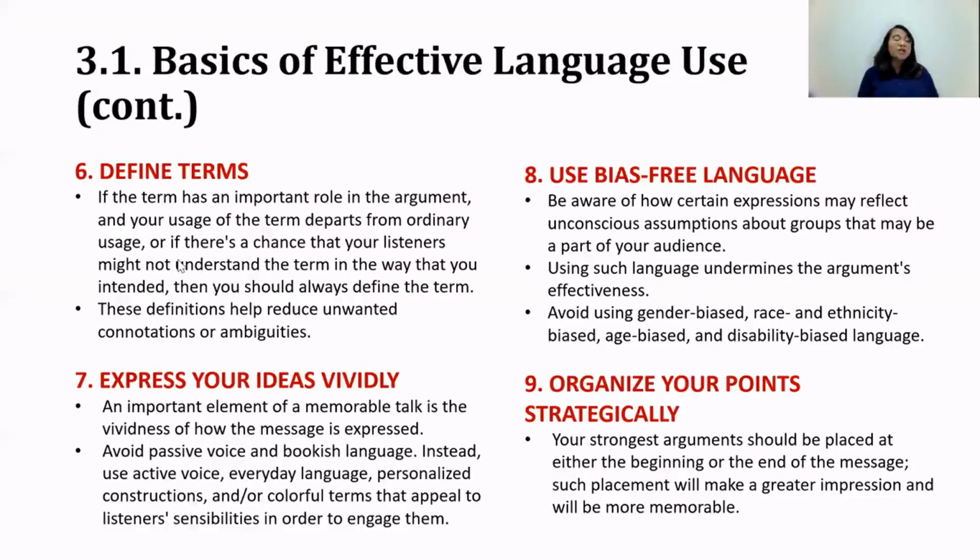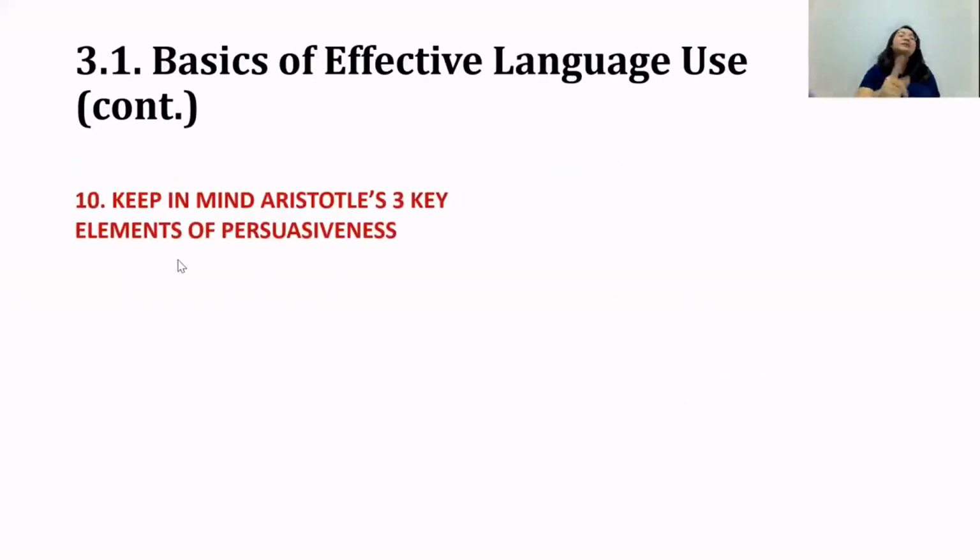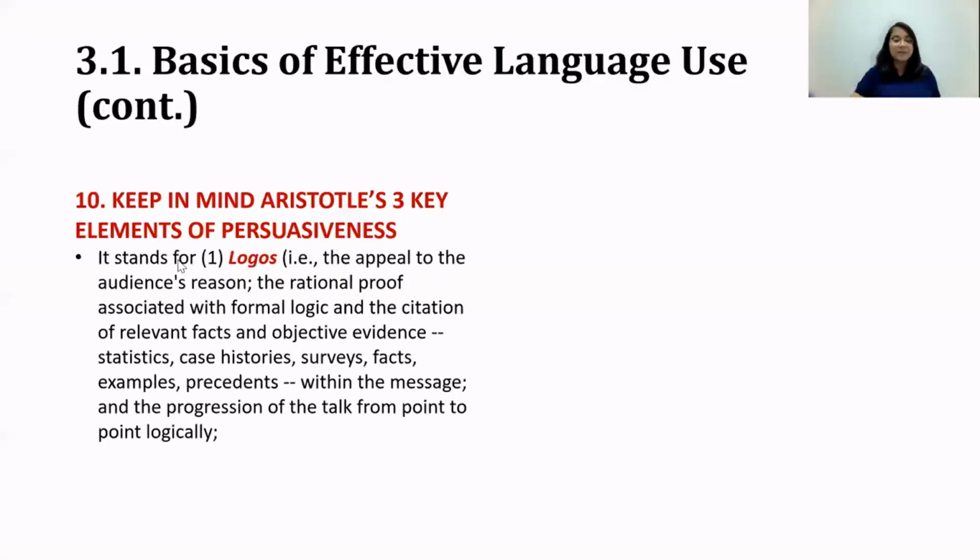Well, previously I mentioned 9. Well, it is 10 basics of effective language use. The 10 is the longest one. Let's see the last basics of effective language use. The last one is this. Keep in mind Aristotle's 3 key elements of persuasiveness. So when we want to provide a persuasive message, when we want to persuade our audience, we can use the techniques from Aristotle's key elements of persuasiveness. What are they? This is the first key element.